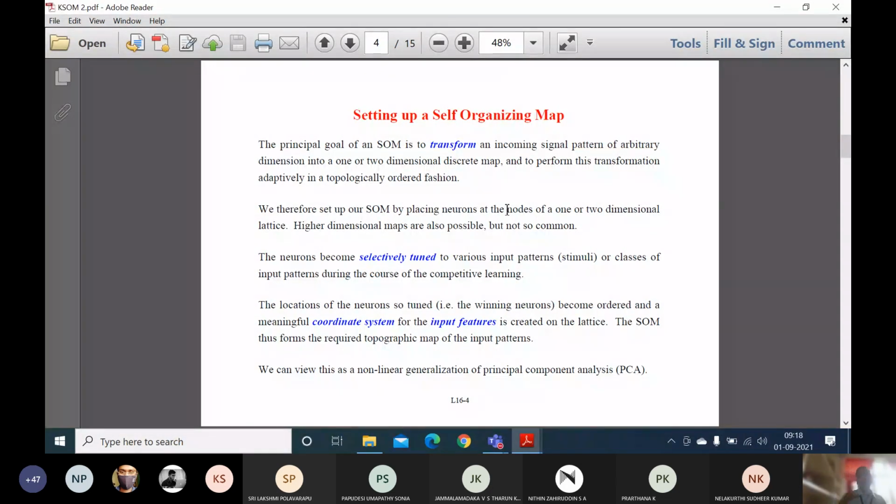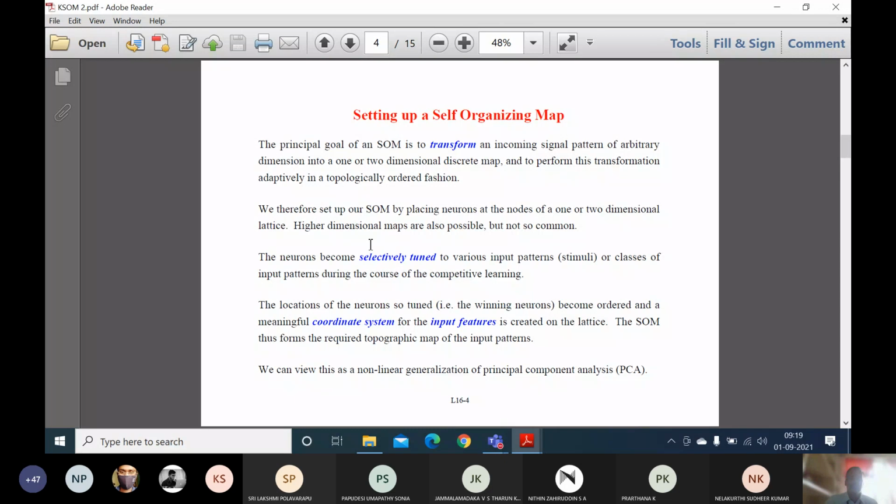It is in continuous form rather than discrete form. So it is considered a higher dimensional space, and I try to map that higher dimensional, continuous information, coming through various sensory channels, into a lower dimensional space. That may be either one dimension or two dimensions. So from higher dimension to lower dimension, I need to map those activities. That is an arbitrary dimension into a one or two dimensional discrete map. And to perform this transformation adaptively in a topologically ordered fashion, that is how the human brain does it.